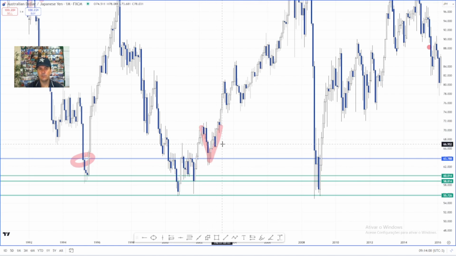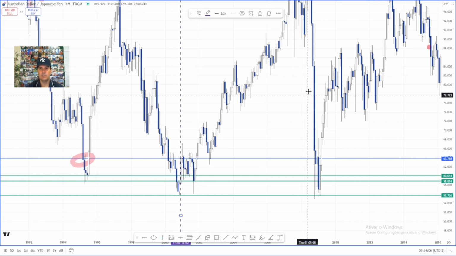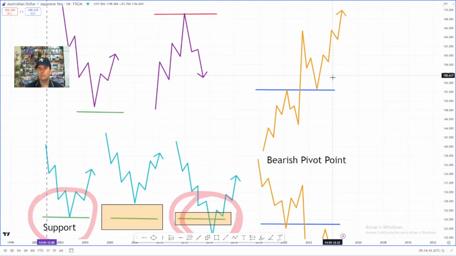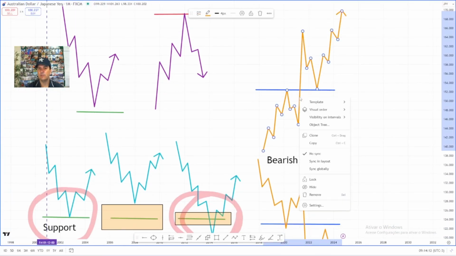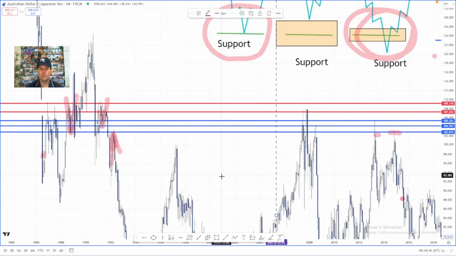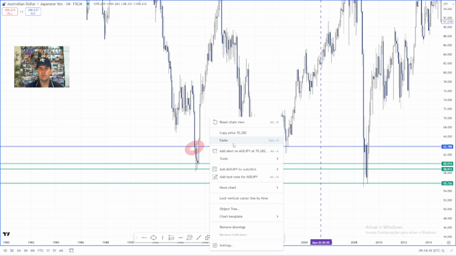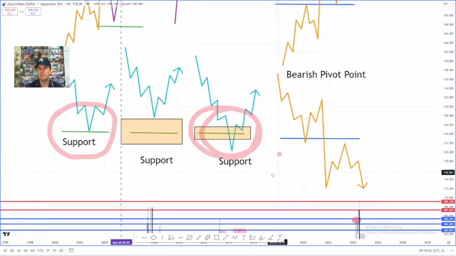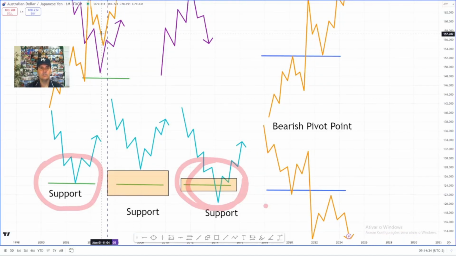Let me show you something quickly. Let me show you theory now on the live chart. Bullish pivot point. Copy the bullish pivot point and paste. Where did it go? Paste. Up there maybe. Oh, here it goes.